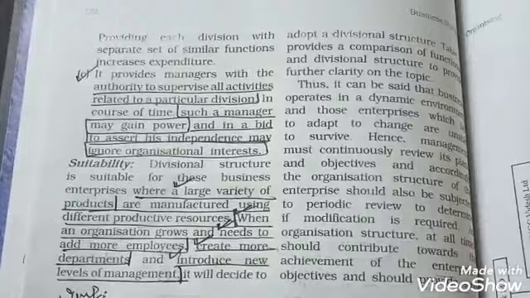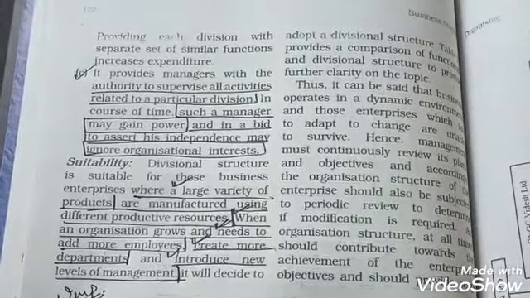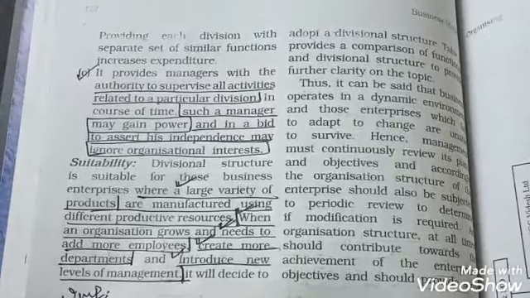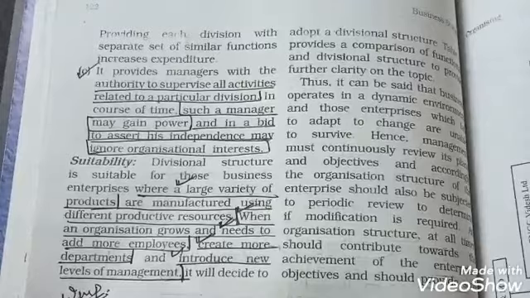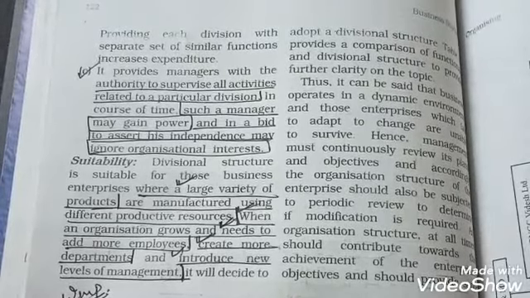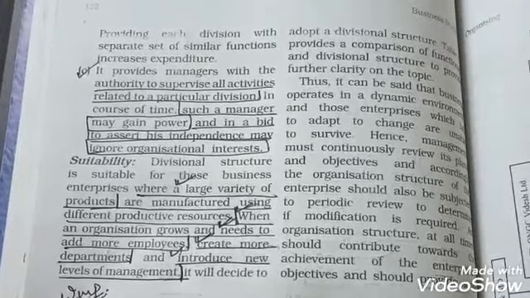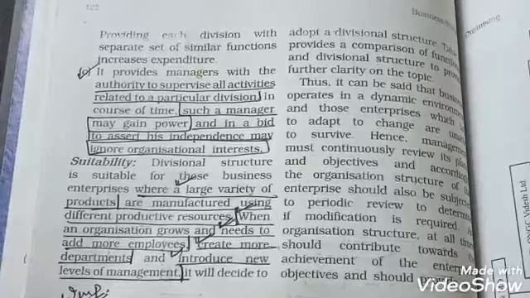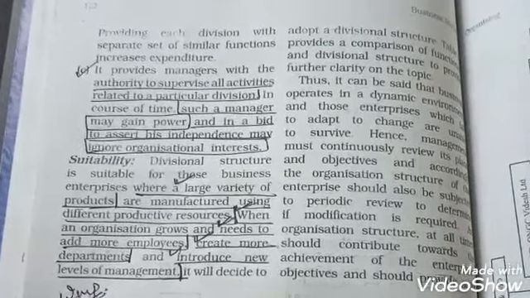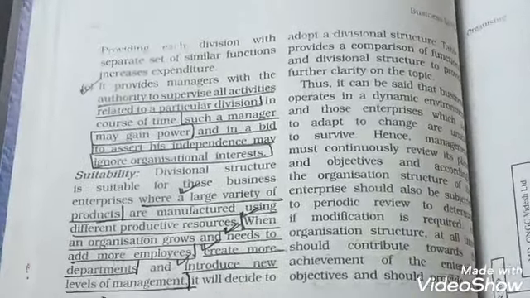Then you have suitability. This particular organization structure is suitable when you are making a large variety of products. I use the word multi-product company, right? Second is when the organization grows and you need too many employees, when you want to make more departments, when you want to create more levels, when you want to bring about more innovation, when you want to diversify into same product related areas. So this particular organization structure is very well suited.